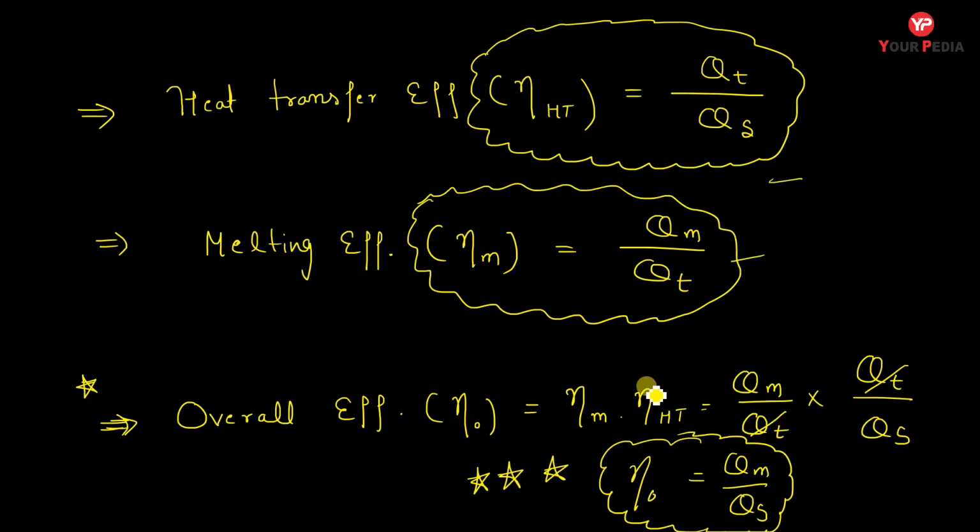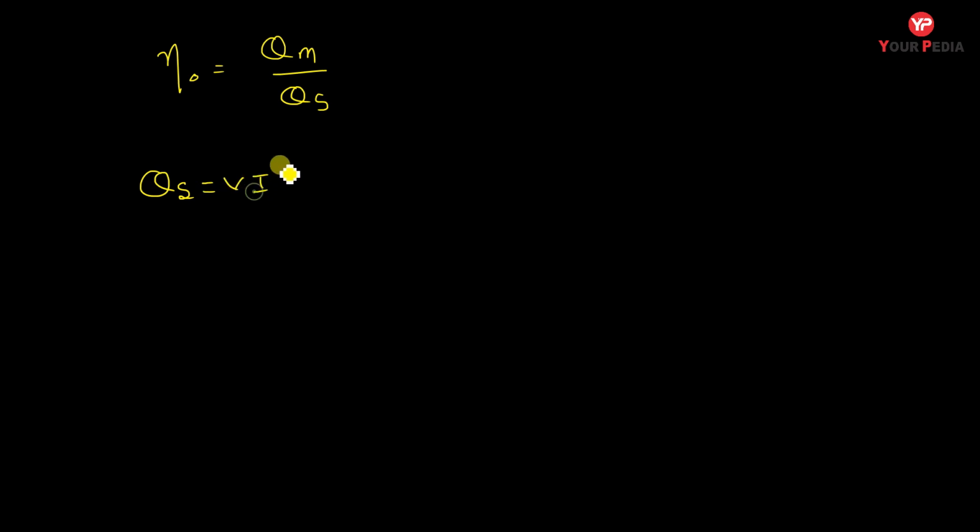Now in the paper both efficiencies are given, out of which you have to calculate Q supply or Q melting. Now let us see how we can calculate QS and QM. Overall efficiency equals Q melting divided by Q supply. We have already studied that Q supply equals voltage into current, so there is no issue in calculating Q supply. But the major problem is in calculating QM.